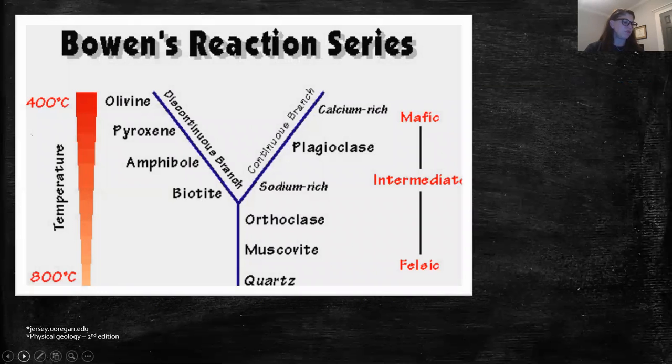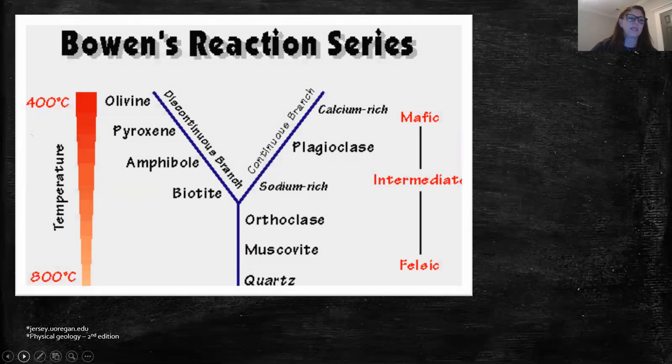The composition of the original magma is critical to magma crystallization because it determines how far the reaction process can continue before the silica is used up. The amount of silicon dioxide present determines whether the magma is mafic, intermediate, or felsic.